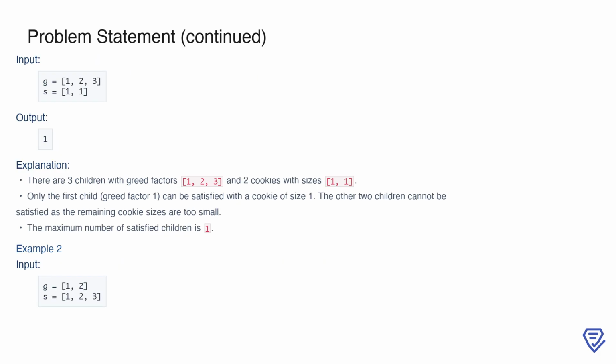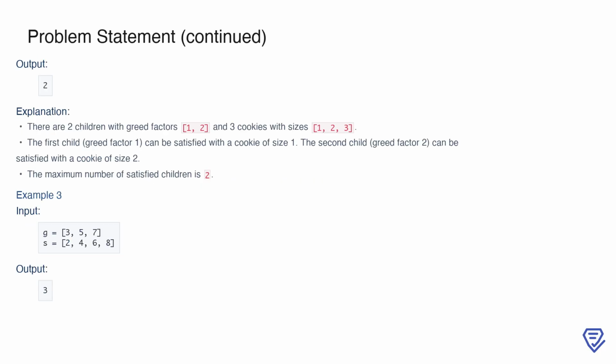Here's our first example. The input consists of greed factors g equals 1, 2, 3 for 3 children and cookie sizes s equals 1, 1 for 2 cookies. The output is 1, meaning only one child can be satisfied. Why is that the case? Well, the first child, who has a greed factor of 1, can be satisfied with one of the cookies of size 1. However, the second child, with a greed factor of 2, cannot be satisfied because the remaining cookie is not large enough. The third child, with a greed factor of 3, is also left unsatisfied for the same reason. Therefore, only the first child is satisfied, and the maximum number of satisfied children is 1.